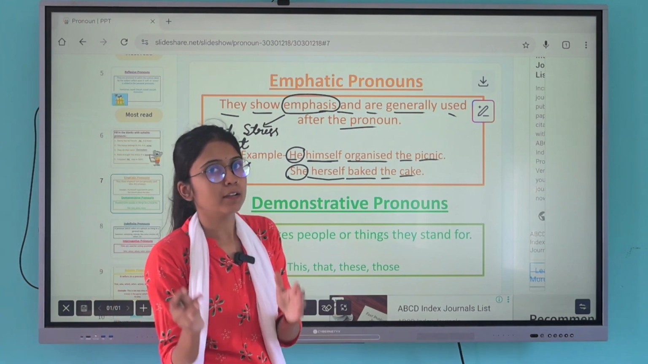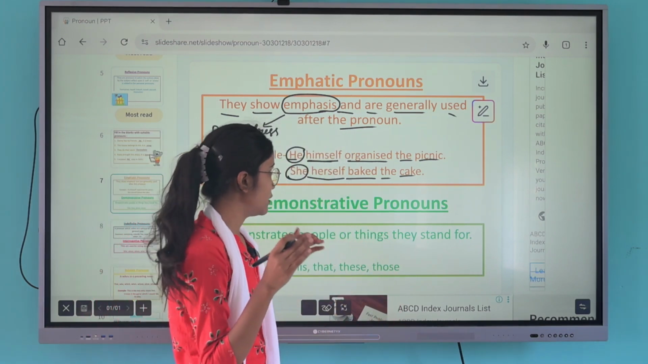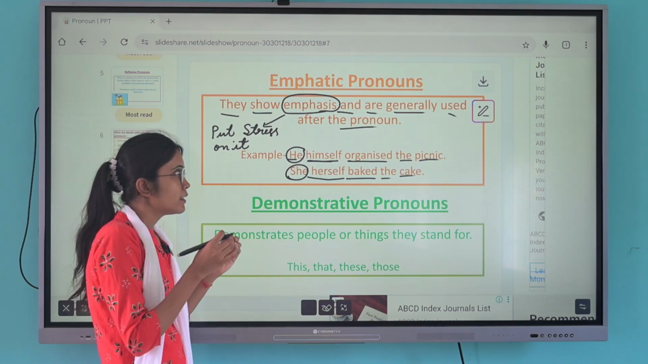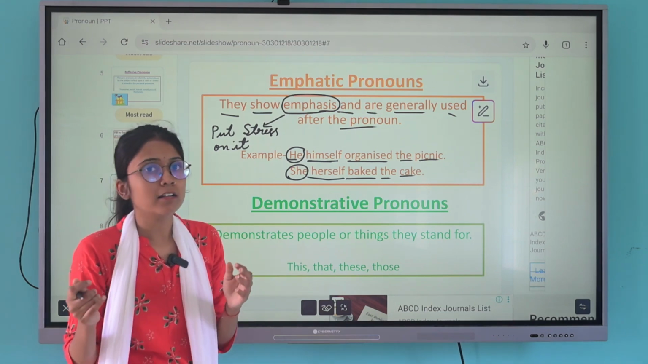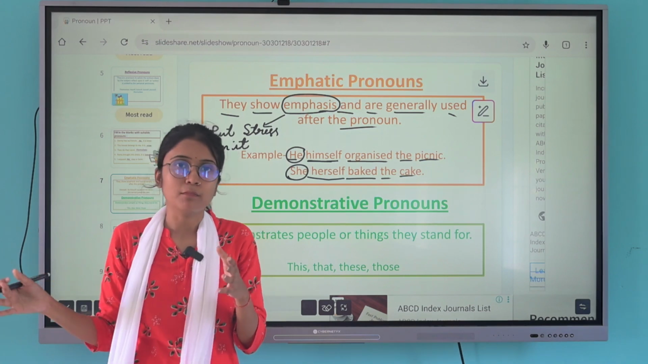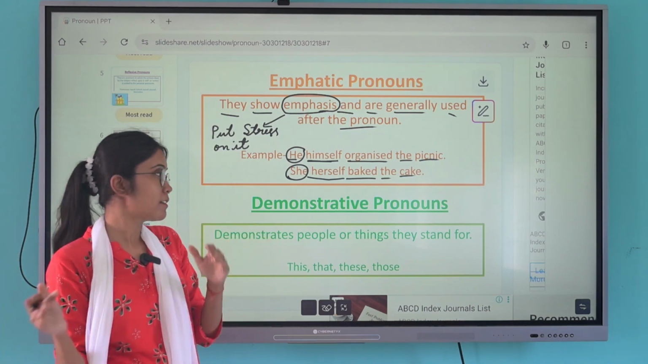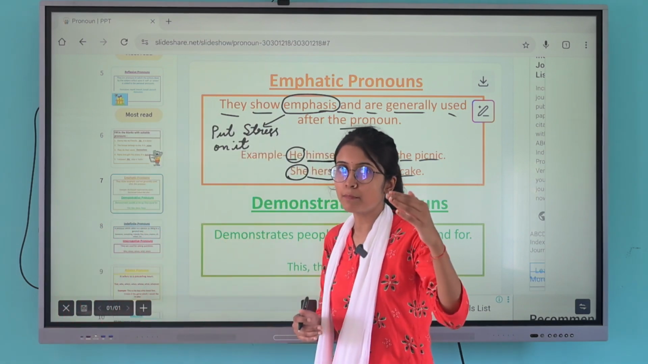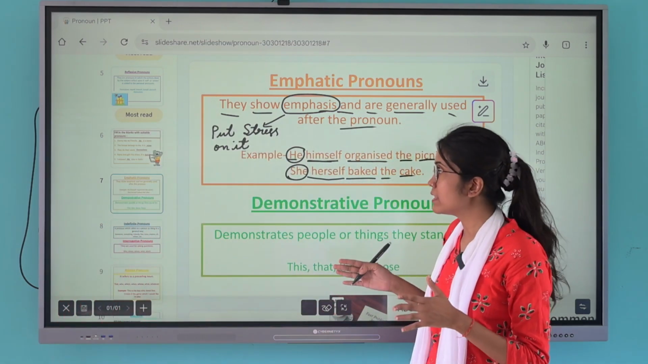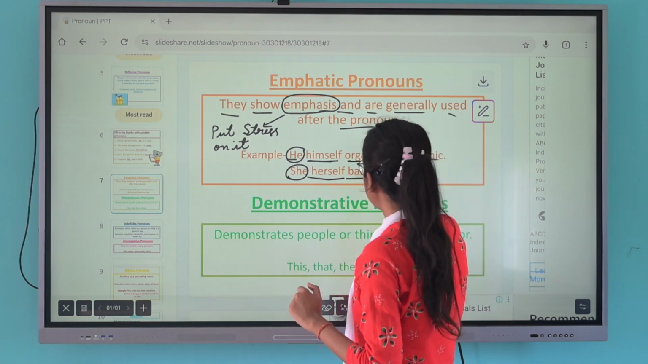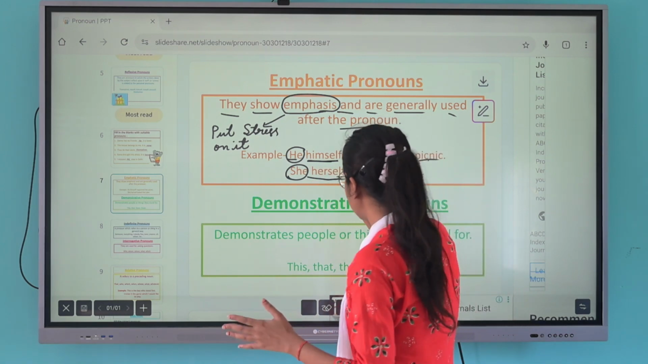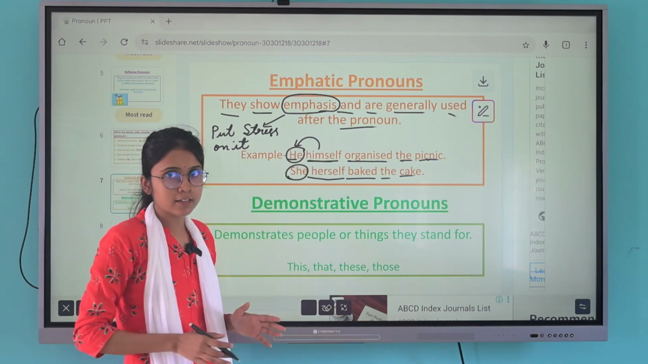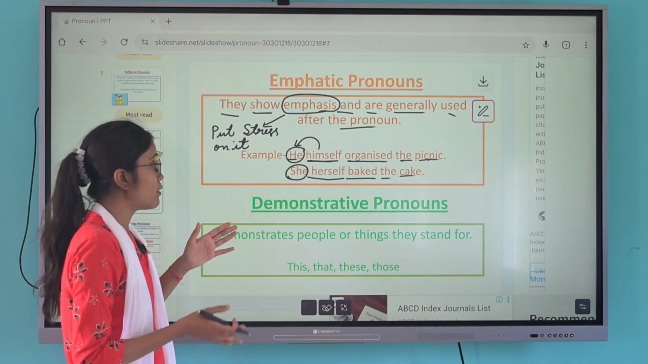I know you're not able to identify the difference between emphatic pronoun and reflexive pronoun, because their examples are approximately the same. So how will we differentiate between reflexive pronoun and emphatic pronoun? Let's see. He himself organized the picnic. She herself baked the cake. The first thing is it puts stress on the subject.